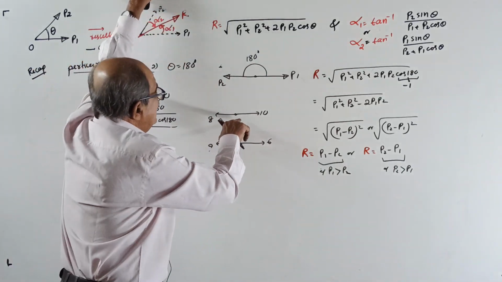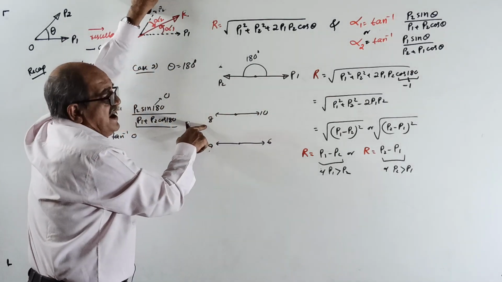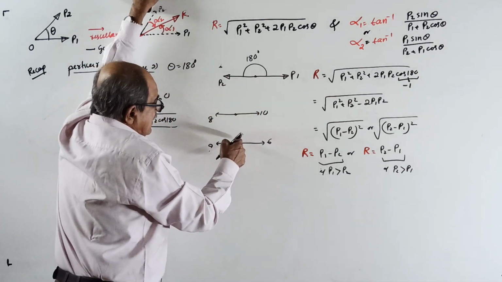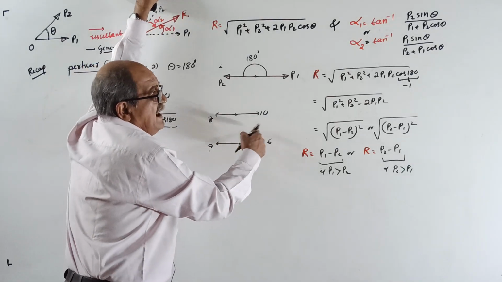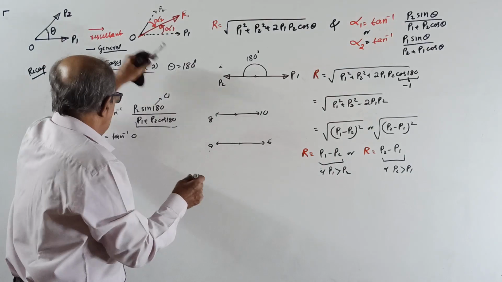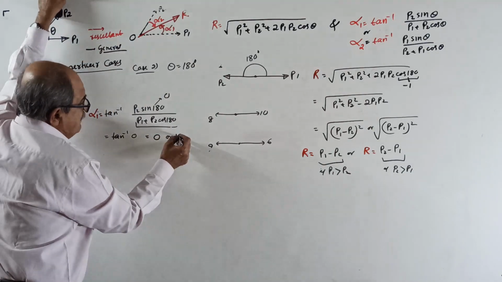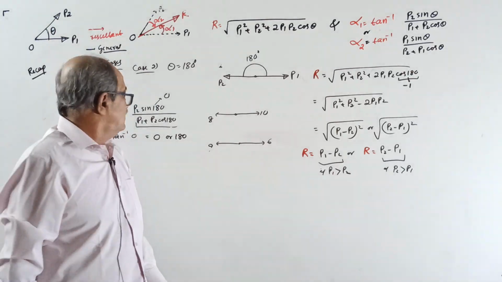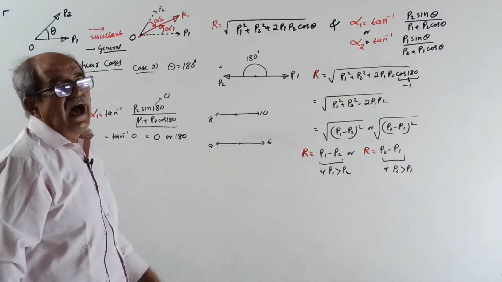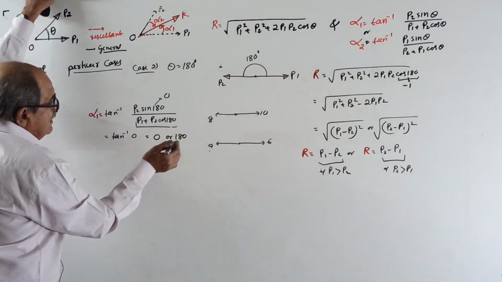So see, here, resultant will make 0 degree with the 10 and 180 degree with the 8. Here, resultant will make what? This way it will go. It is 0 degree with 9 and 180 with 6. No problem, because tan inverse 0 is what? 0, or it can be 180 degrees also. Tan 0 is 0, tan 180 also 0. Therefore, logically you can tell how.